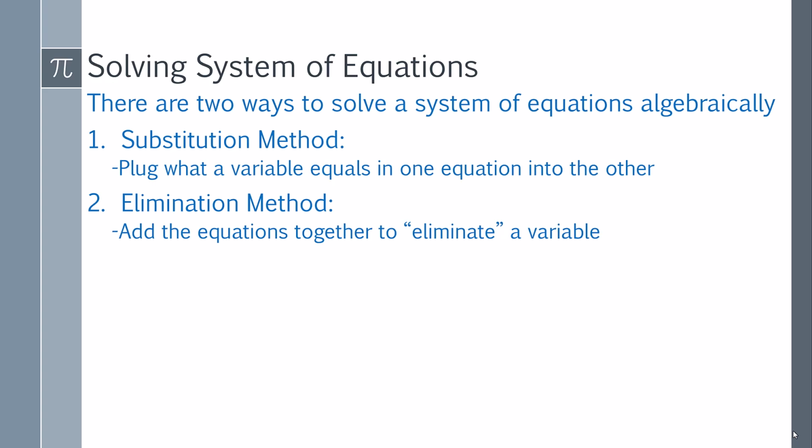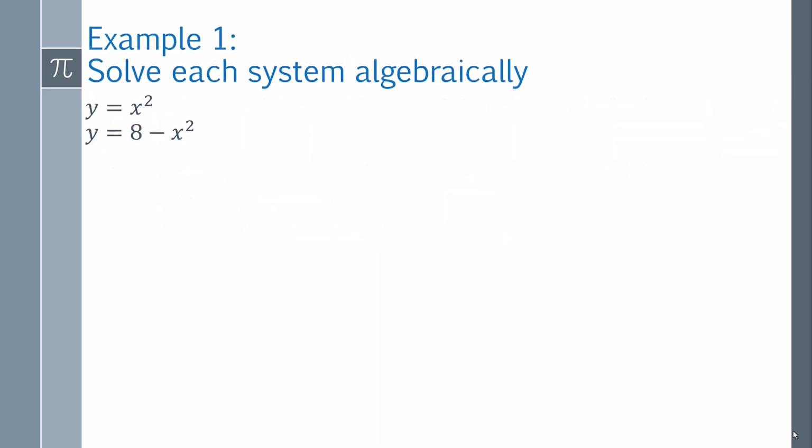So as a recap, remember, there are two ways to solve a system of equations algebraically. It's the substitution method, where you plug in a variable and what it equals into the other equation, or the elimination method, where you add the equations together to eliminate a variable. The most common way that you're probably going to see for a system of nonlinear equations is probably the substitution method, although there are some exceptions in which the elimination method is warranted. So let's look at this.